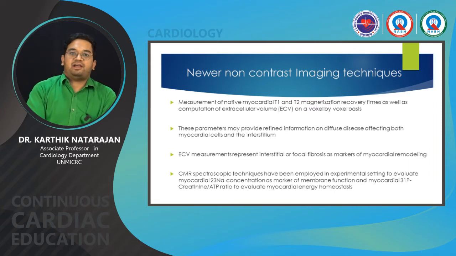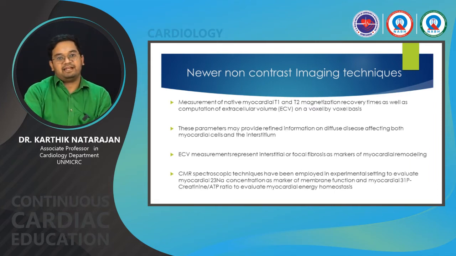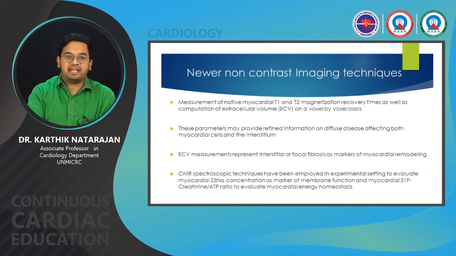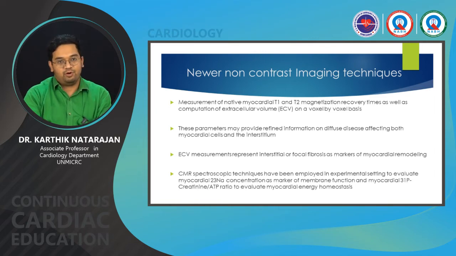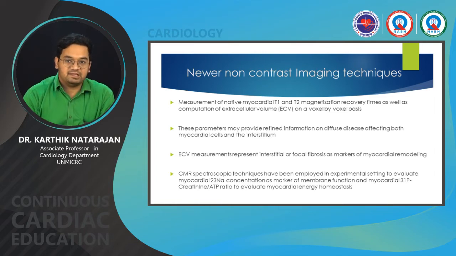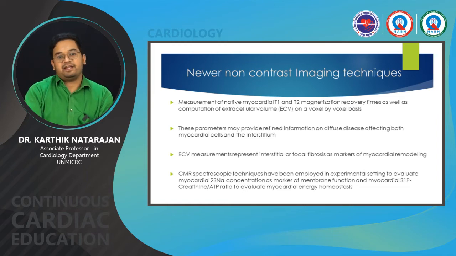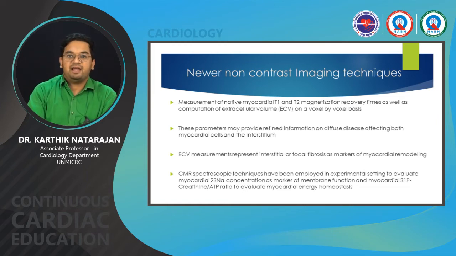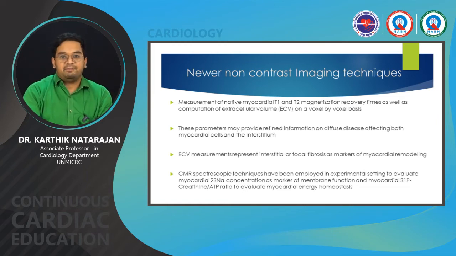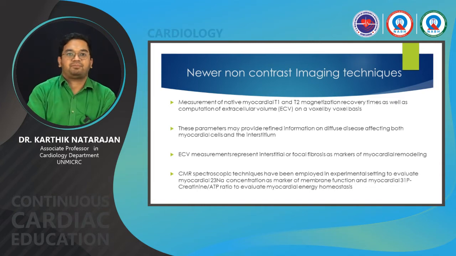Newer non-contrast imaging techniques have come, like T1 and T2 magnetization recovery times, as well as computation of the extracellular volume, and other spectroscopic methods like evaluation of myocardial 23 sodium concentration as a marker of membrane function, and myocardial 31 phosphate creatinine to ATP ratio to evaluate myocardial energy homeostasis.